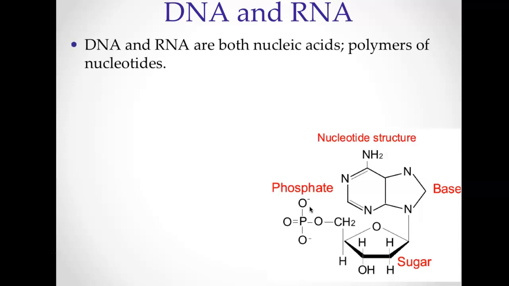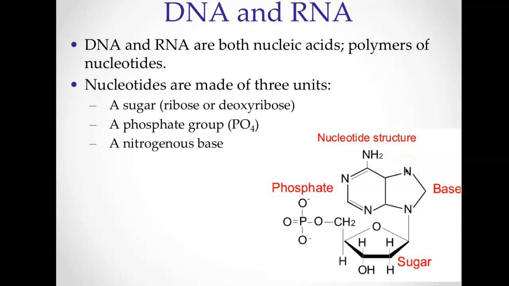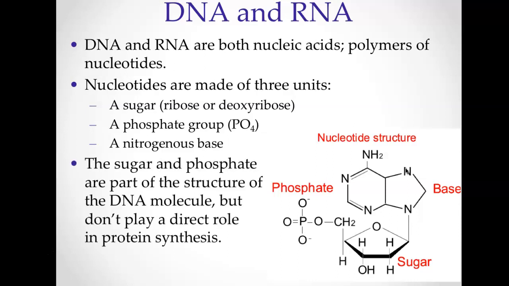So DNA and RNA, let's kind of talk about the differences between them again. They're both nucleic acids, and they're both made up of nucleotides. And remember, a nucleotide is a phosphate, a sugar, and a nitrogenous base. And so that's the similarity. They're both nucleic acids, and they're both made up of nucleotides. All right. The sugar and phosphate are part of the structure of DNA, but they don't play a direct role in protein synthesis. So the phosphate and the sugar are really a structural component and are not really part of the DNA code. Okay.